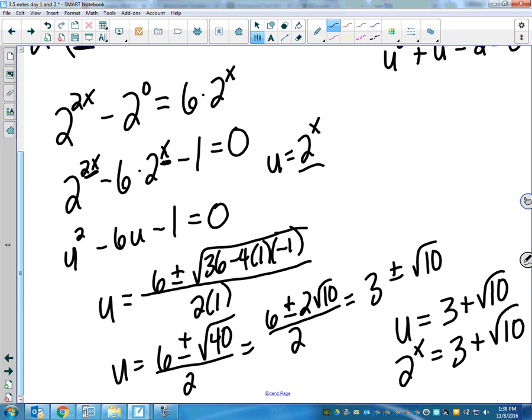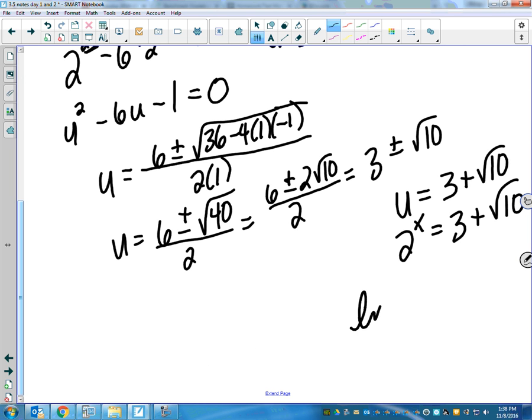Notice I didn't do plus or minus here. What is 3 minus the square root of 10? Is that a positive number or a negative number? A negative. Is an exponential function ever going to equal a negative number? So I just threw out that negative answer, and I'm just going to do this one.